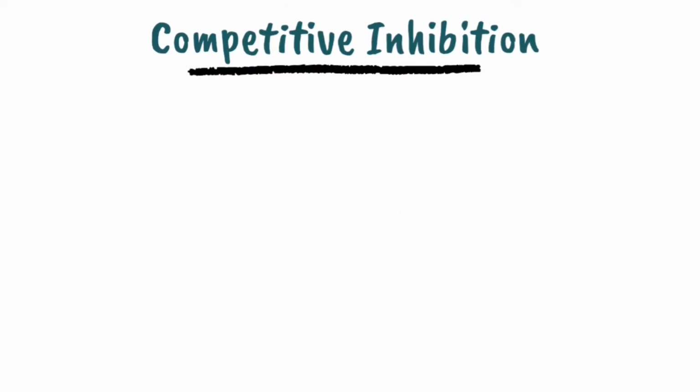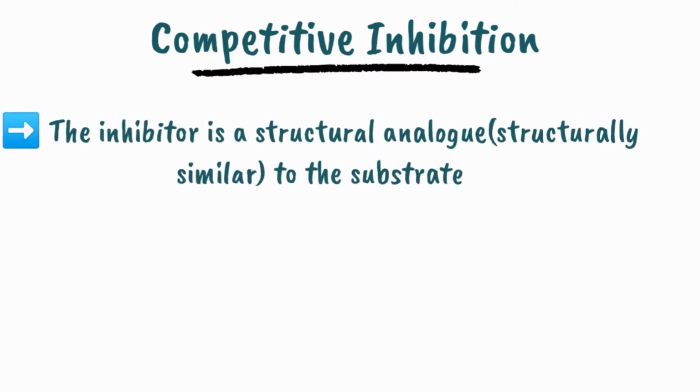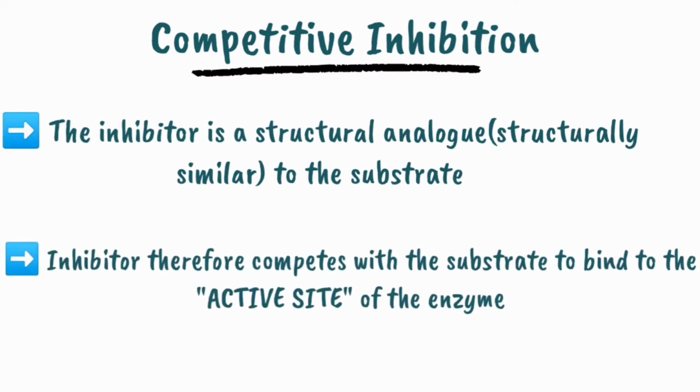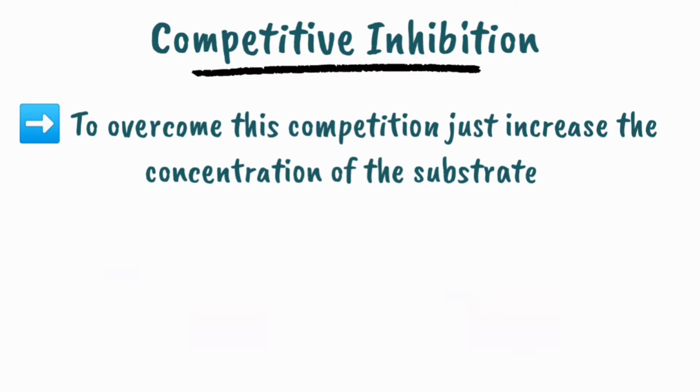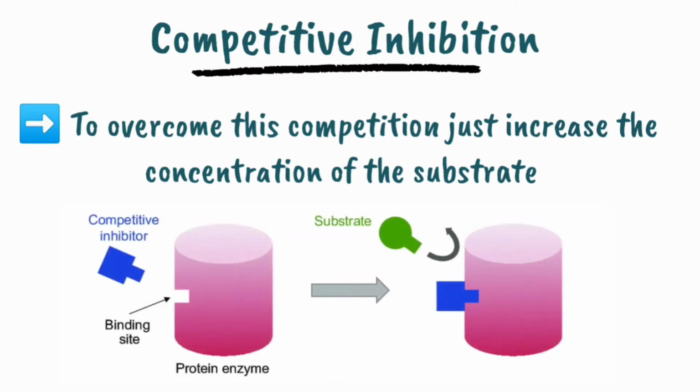In competitive inhibition, the inhibitor is a structural analog of the substrate and therefore it competes with the substrate to bind to the active site of the enzyme. Here, the inhibitor binds to free enzyme only and it competes with substrate for binding to the free enzyme. Therefore, increasing the concentration of the substrate overcomes the inhibition.